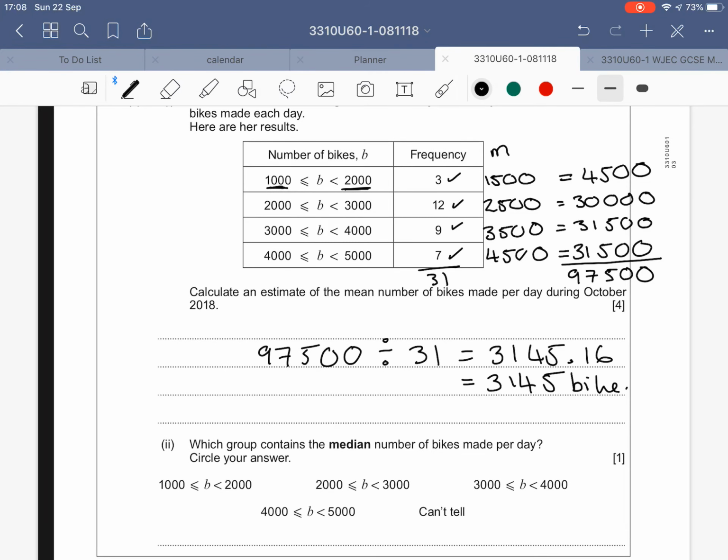Which group contains the median number of bikes? So the median is where we half our total. So we've got our total 31. We half it, which is 15.5. Obviously we can't have the 15.5th bike, so we round that up to the 16th bike. So here we've got 1, 2, 3. Then we've got an extra 12, so that's 15. So the 16th bike is going to be in this one. So that's the 3,000 to 4,000.